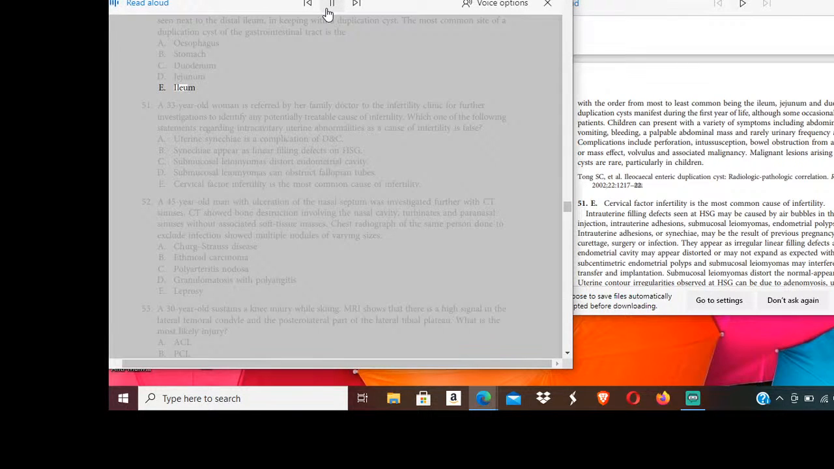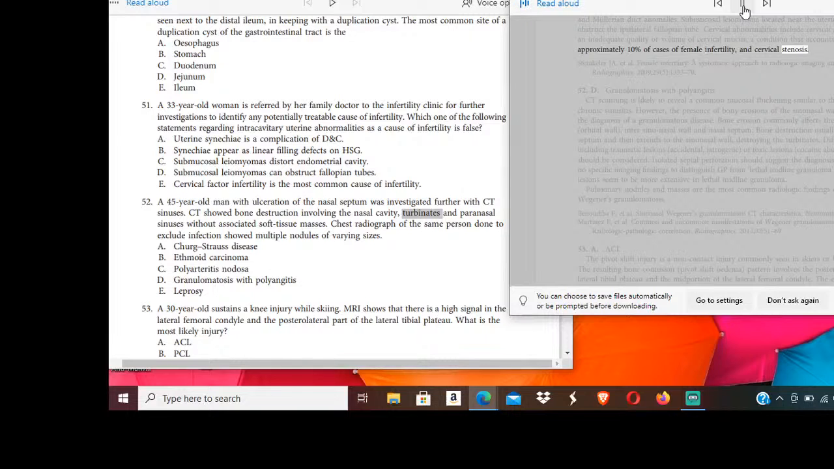51. A 33-year-old woman is referred by her family doctor to the infertility clinic for further investigations to identify any potentially treatable cause of infertility. Which one of the following statements regarding intracavitary uterine abnormalities as a cause of infertility is false? A. Uterine synechia is a complication of D&C. B. Synechial infertility and cervical stenosis.